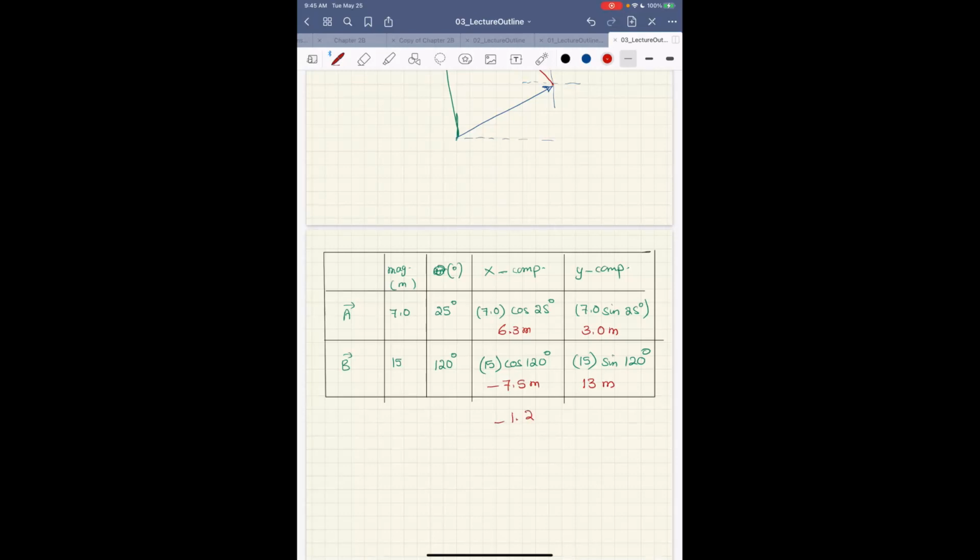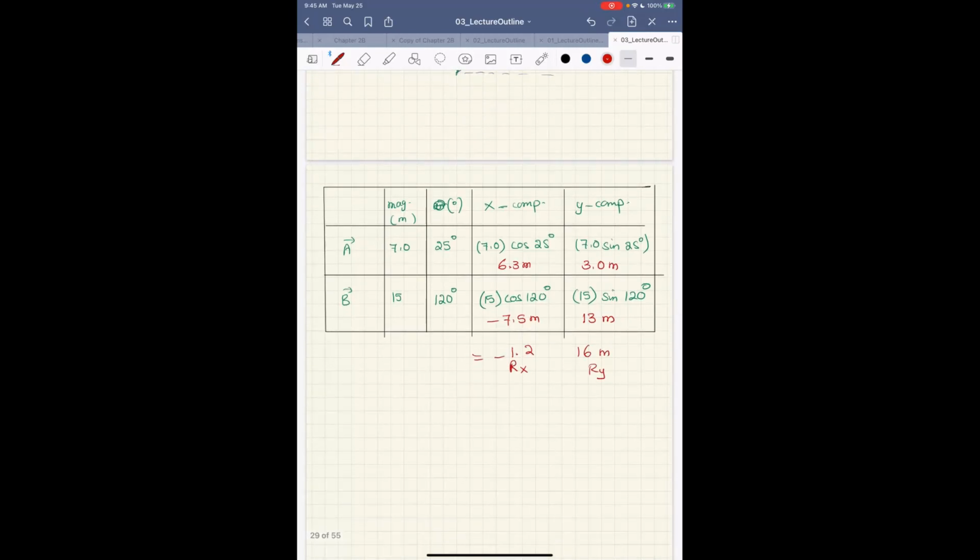Then here, I will add them, okay, with the sign. And then 3 plus 13, it is 16. Then this is my Rx, and this is my Ry. In order to calculate R, I will say this is going to be Rx squared plus Ry squared. And then, okay, you need also to find the angle as well.